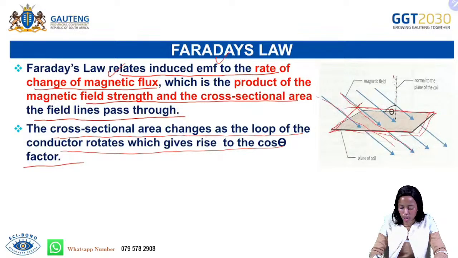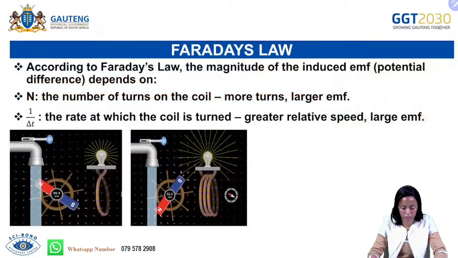And then this one here represents your normal. Your normal is therefore perpendicular to the given surface area. In this case, the given surface area is based on a rectangle there.